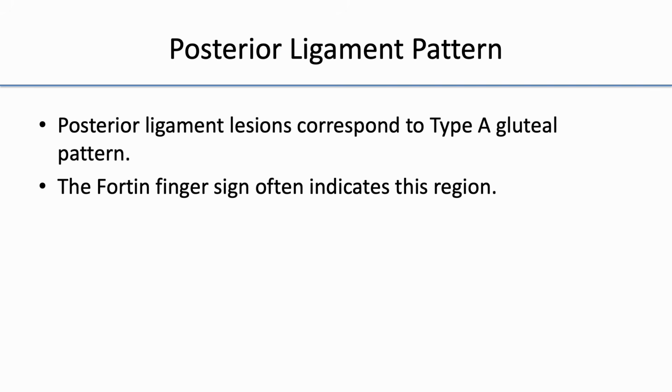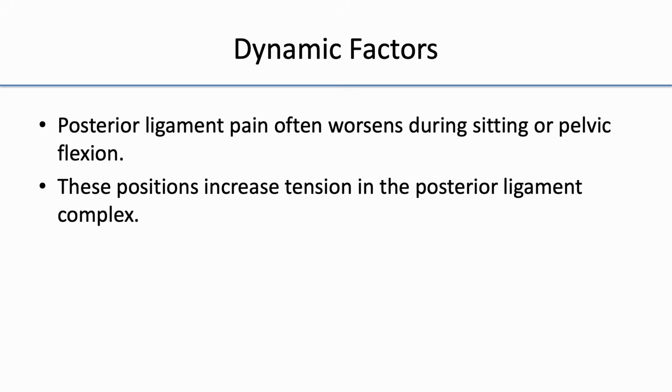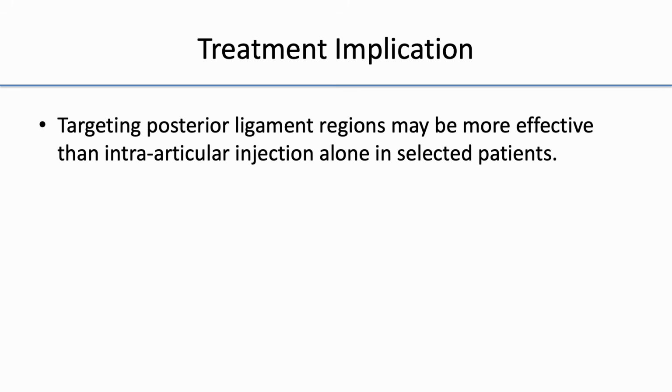When a patient clearly points to the PSIS region, sometimes referred to as the 14-finger sign, the likelihood of posterior ligament-related sacroiliac pain becomes higher. There are also characteristic dynamic factors. Posterior ligament pain is often aggravated during sitting or pelvic flexion postures, because these positions may increase tension within the posterior ligament complex. In such patients, treatments directed toward the posterior interosseous or dorsal sacroiliac ligament region may be more effective than intra-articular injections alone.